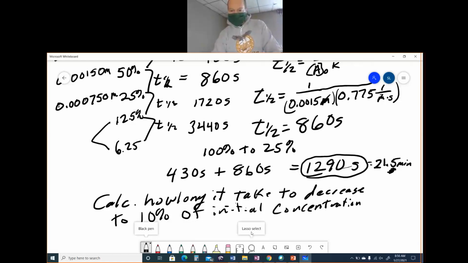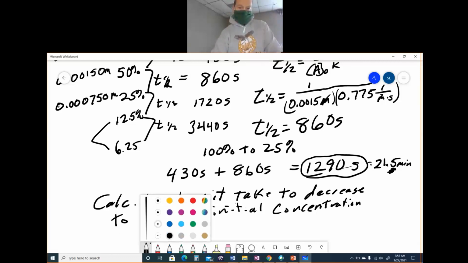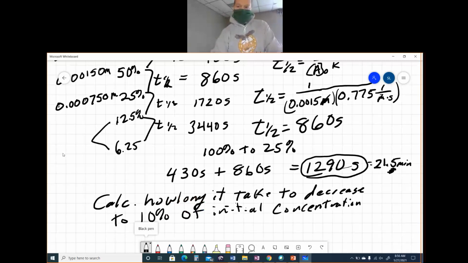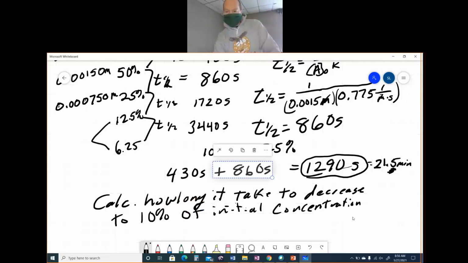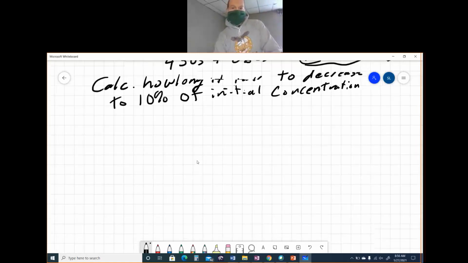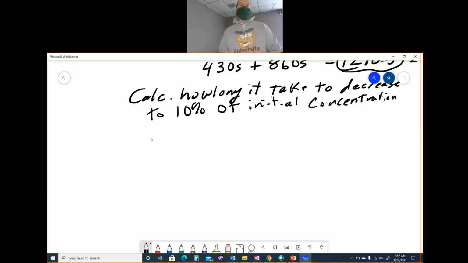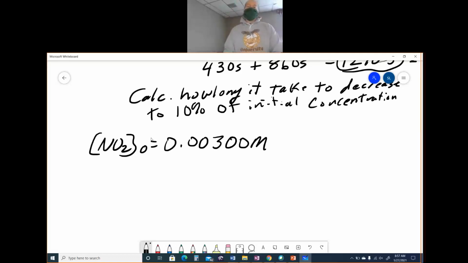All right. So again, our initial concentration was given. It is 0.00300 molar. And when we get to only 10% left, now we multiply it by 10%. All right. And we'll use 3 sig figs.